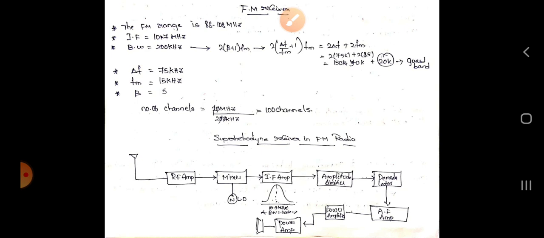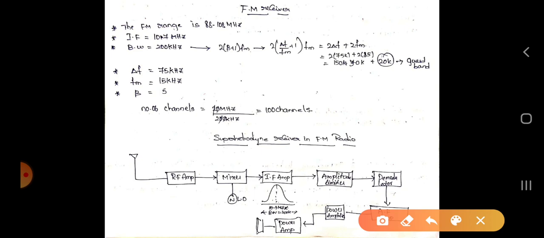From that it will be given to the power amplifier, and the power amplifier is used in order to maintain proper gain at the output, that is, without any losses. The power amplifier will produce the maximum output, and finally we will give it to the output, that is, the audio speaker. This is how the superheterodyne receiver will work.